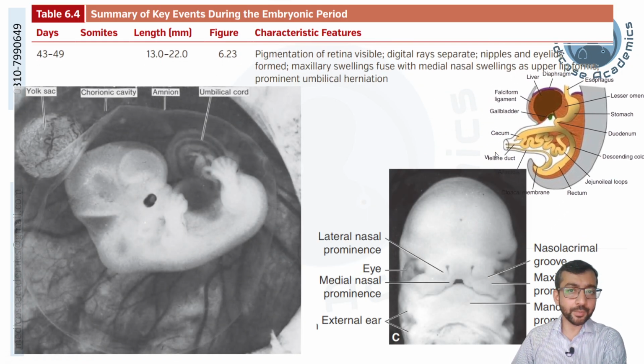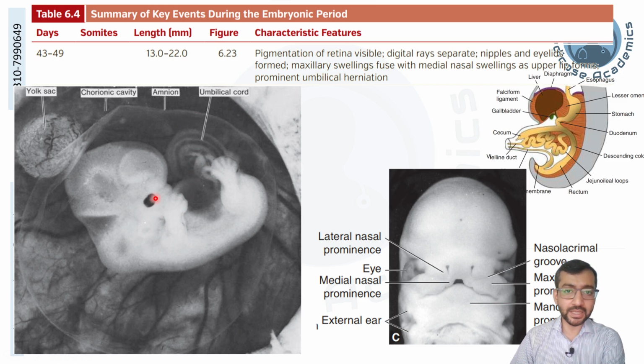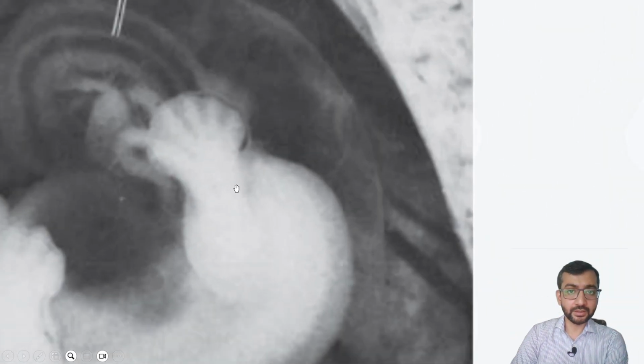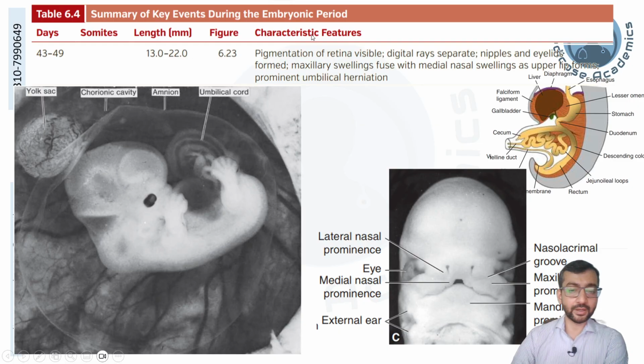And then week 7 comes, day 43 to 49. As you can see, the retina becomes visible, the eye has become black, it has become very prominent. You can very well see the differences in the digits. The hand and foot digits, their rays become prominent, the digital rays are separated, the nipples are there, the eyelids are there. I have seen my examiner giving questions on eyelid appearance.